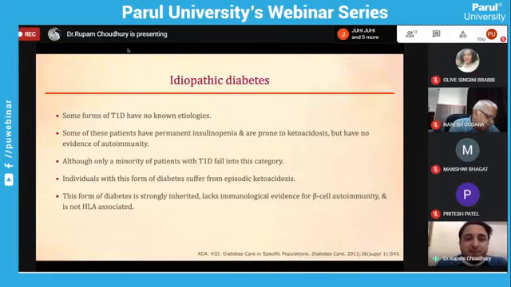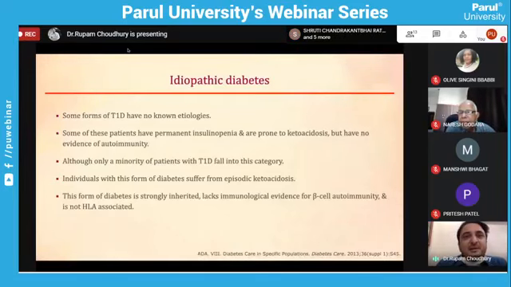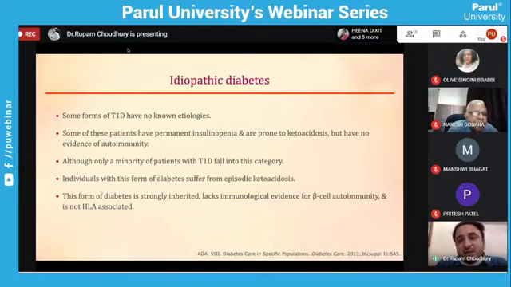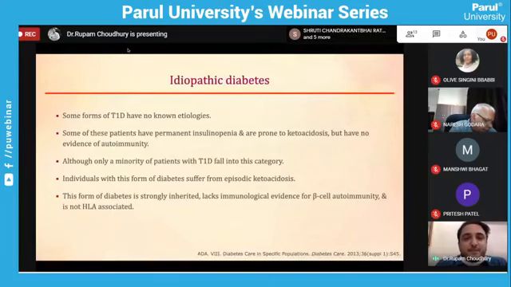Individuals with this form of diabetes suffer from episodic ketoacidosis. When insulin secretion goes down, they might exhibit some amount of ketone bodies in their urine and serum. But when beta cells again secrete more insulin, it compensates, and the ketoacidosis disappears. So although very rare, it can happen in our patients. This form of diabetes is strongly inherited, lacks immunological evidence for beta cell autoimmunity, and is not HLA associated. Neither genetic predisposition nor autoantibodies are seen in those cases.